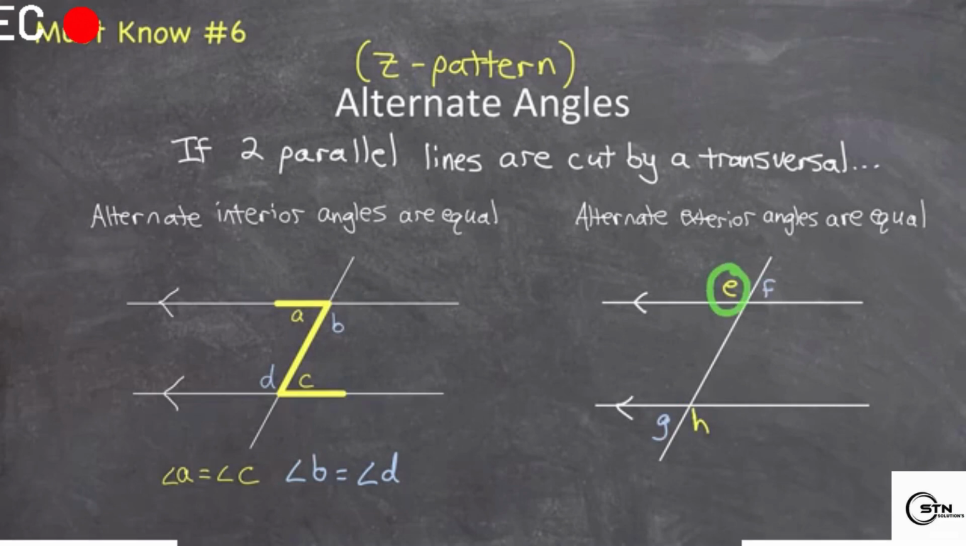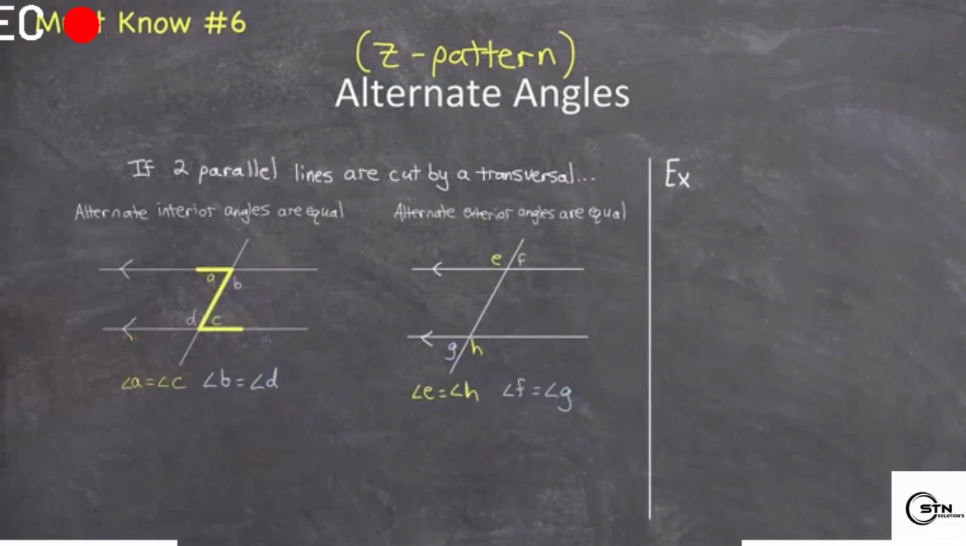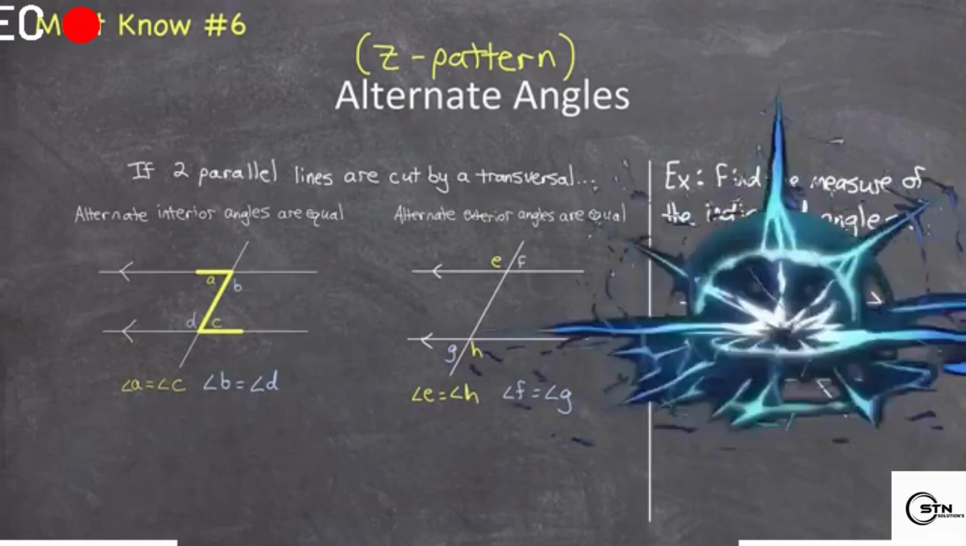To find an angle equal to this exterior angle, I go to the other point of intersection and pick the angle on the opposite side of the transversal, so H. So E and H are equal to each other, and for that same reason, F and G would also be equal to each other. So let me make some room, and let's do an example where we can practice finding this parallel line theorem.